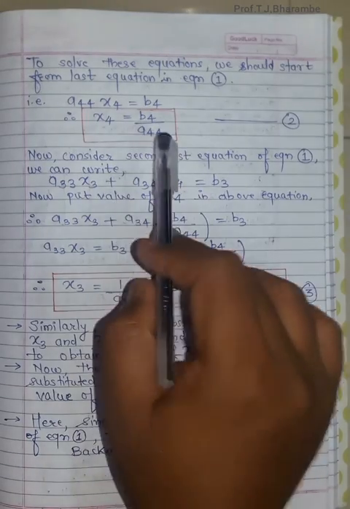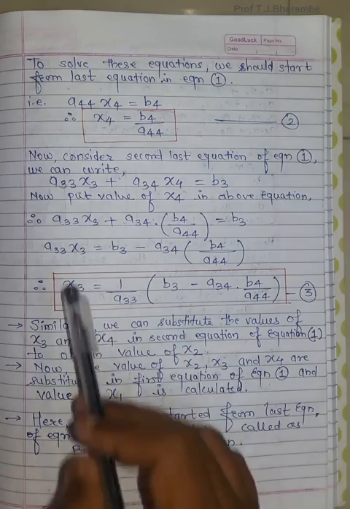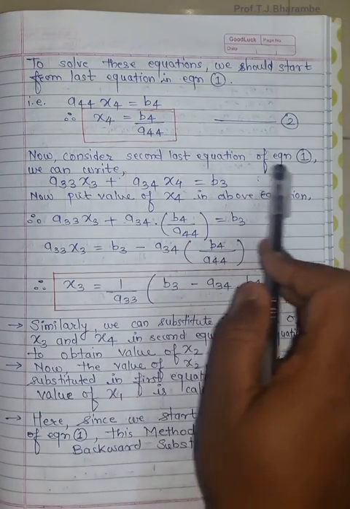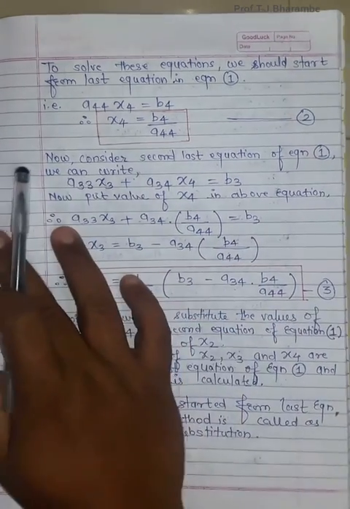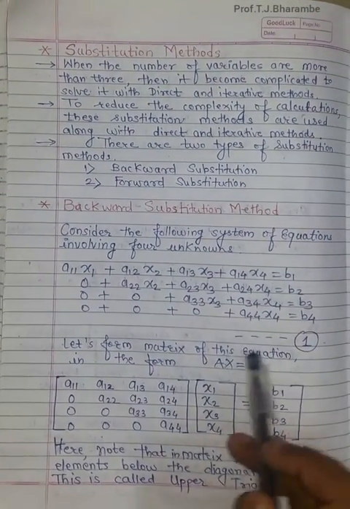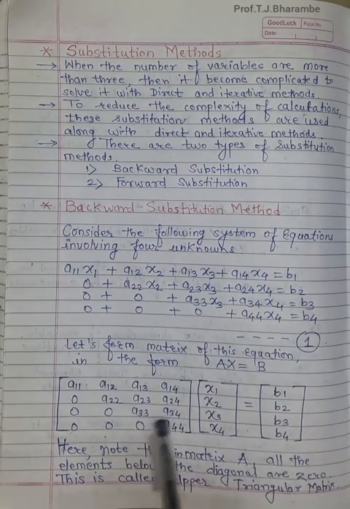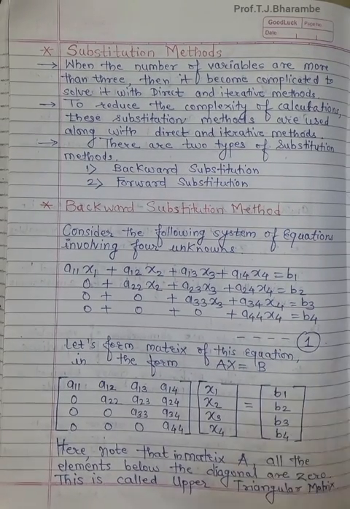Now we have to find the other values, that is, the value of x3. So we will consider the second last equation, equation number 3. Now we have to consider this second last equation. So we will write here, see on the next page.